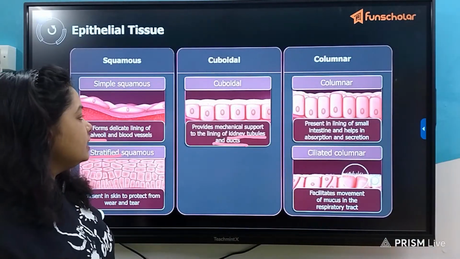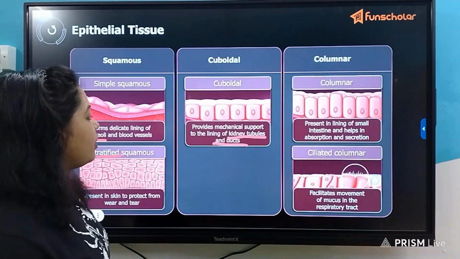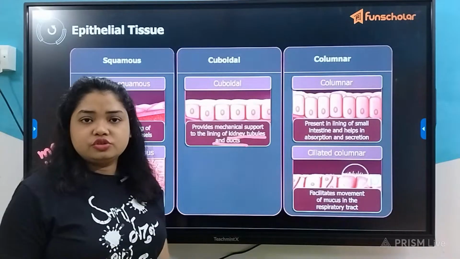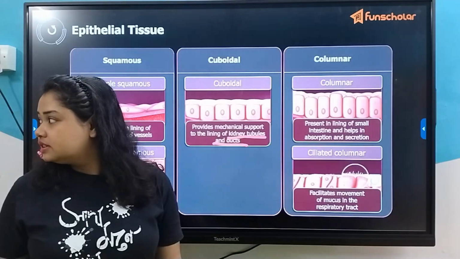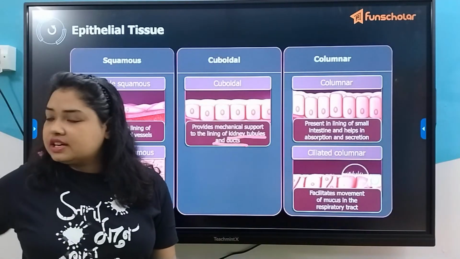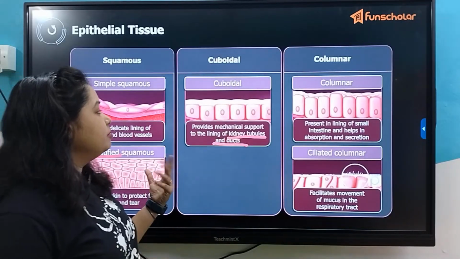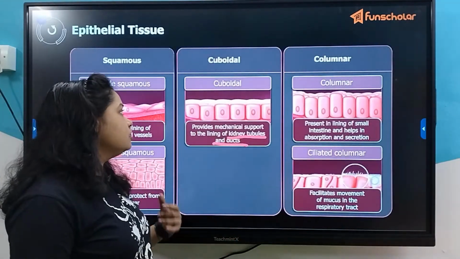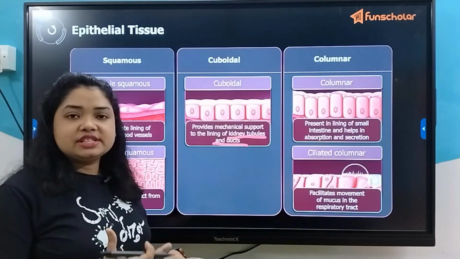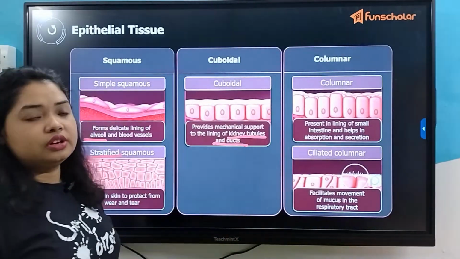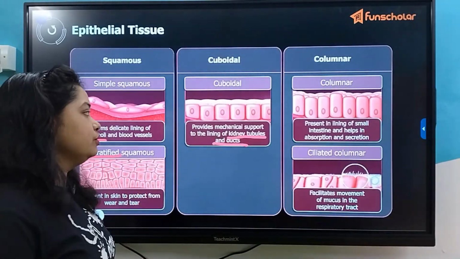So in all of this, cuboidal epithelium is there in order to provide the mechanical support to the structure of the ducts, as well as increase the surface area for the absorption of the materials and also secretion of the materials into the substances that are carried inside those ducts and tubules.